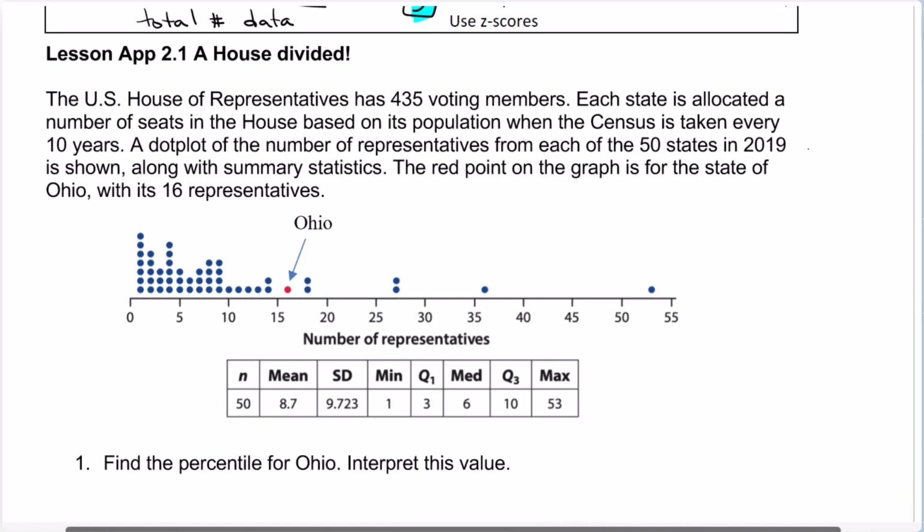As we get into the U.S. House of Representatives and the fairness of the state of Ohio with its representation.